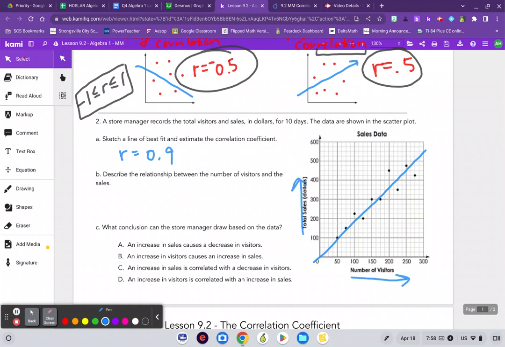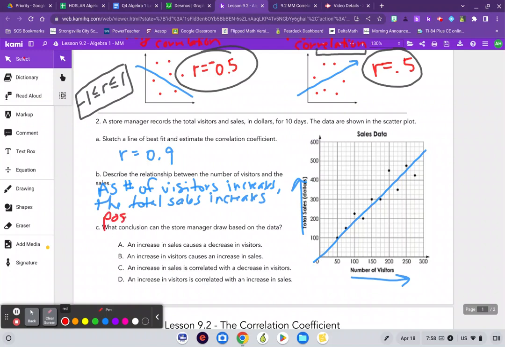Both are positive relationships. So I'm going to say as the number of visitors increases, the total sales increases. And this happens because we have a positive linear relationship. And so I'm just going to make a note here. Because this is a positive linear relationship, we end up having an increase in both visitors and sales.